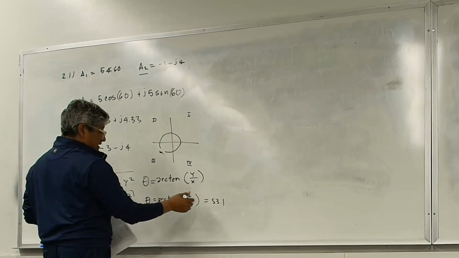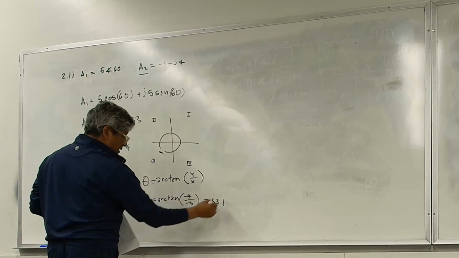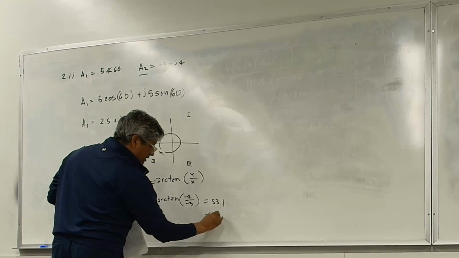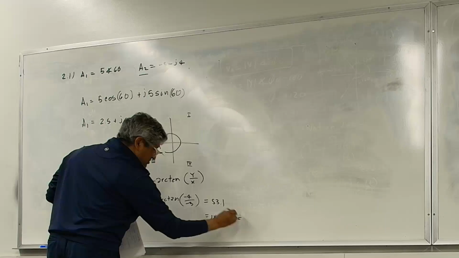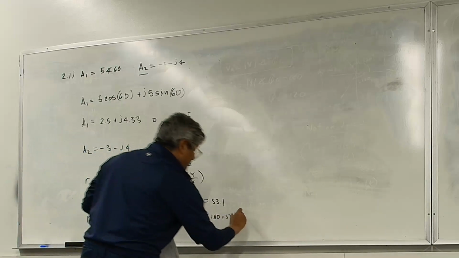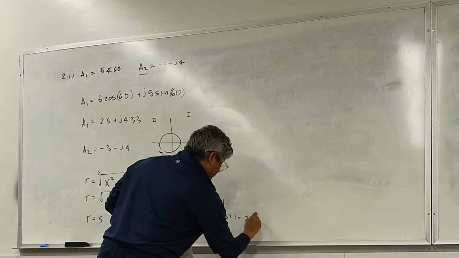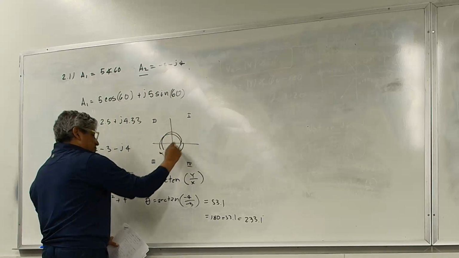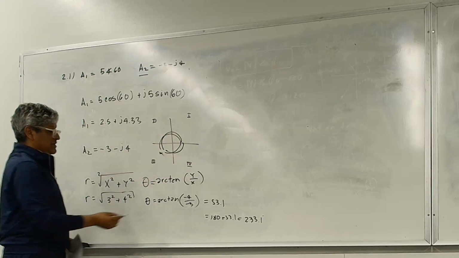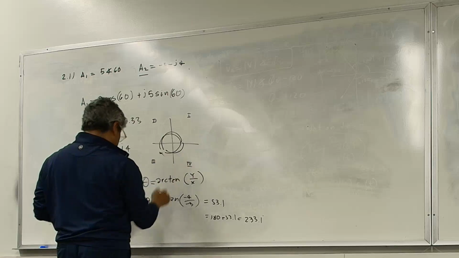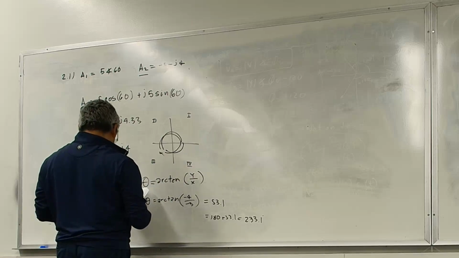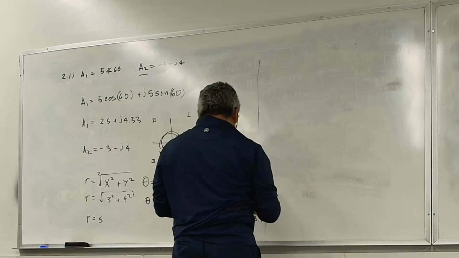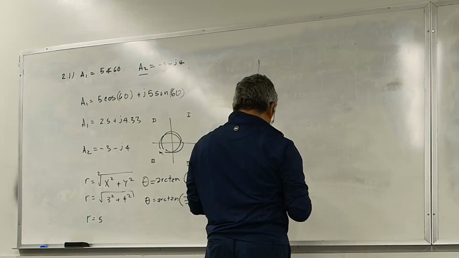Or you can add 180 degrees and do it in the other direction, then we get 180 plus 53.1, which comes to about 233.1 degrees. So whether you go from this direction or this direction, obviously if you go in that direction, it is negative. But as I said, I will try to be able to do it on the calculator.